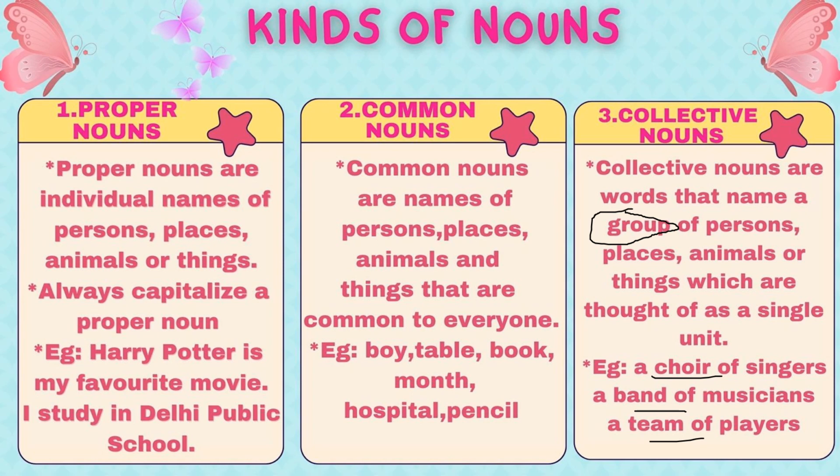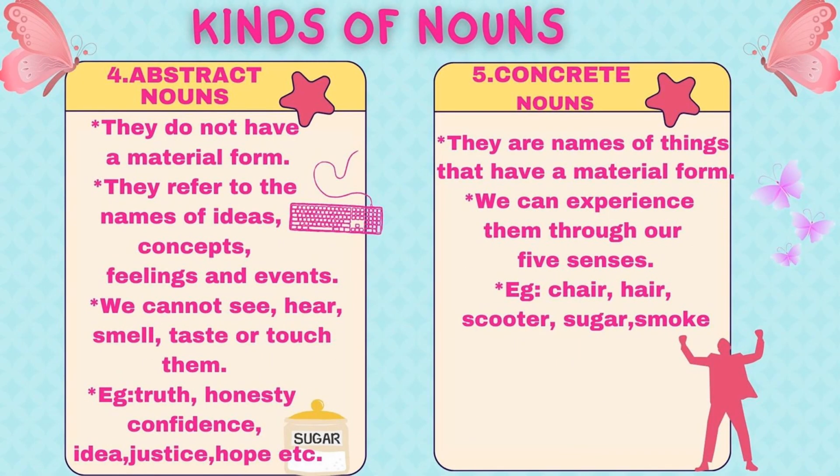Now let's see the fourth one. So the fourth one is abstract nouns. They do not have a material form. They refer to the names of ideas, concepts, feelings, and events. We cannot see, hear, smell, taste, or touch them. So basically you have to understand that those words or those things which you are calling abstract nouns, they do not have a material form.